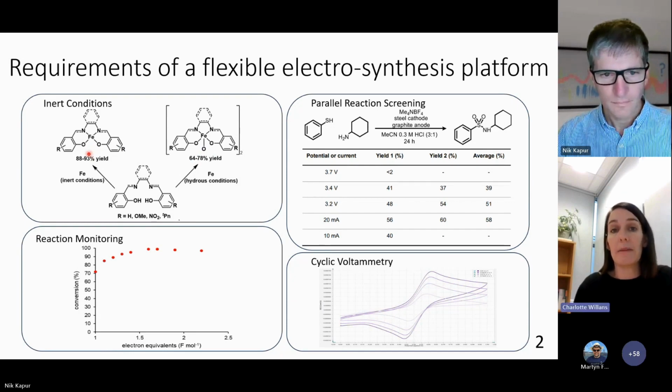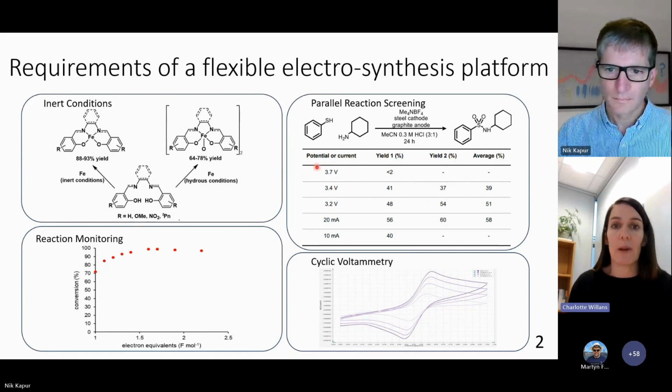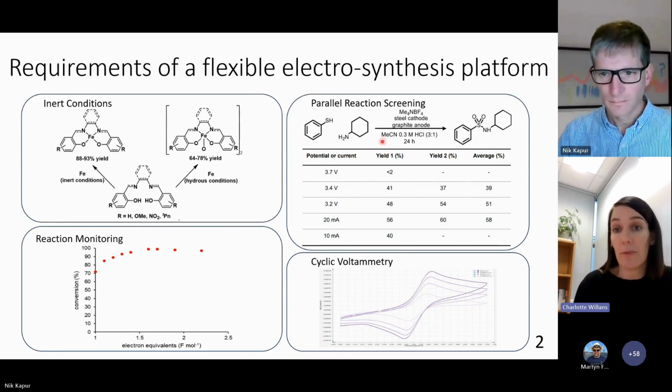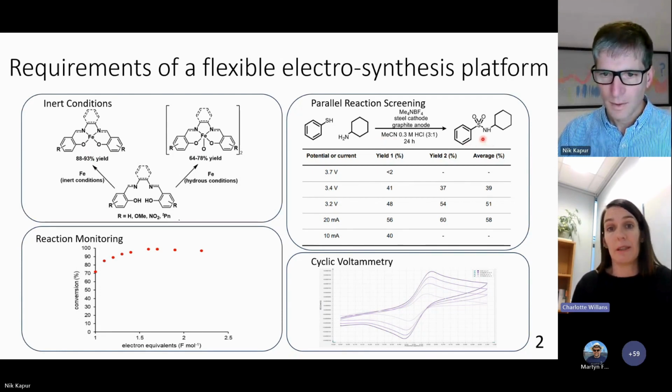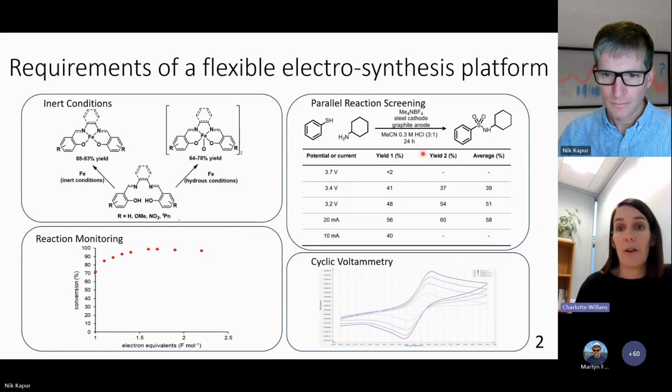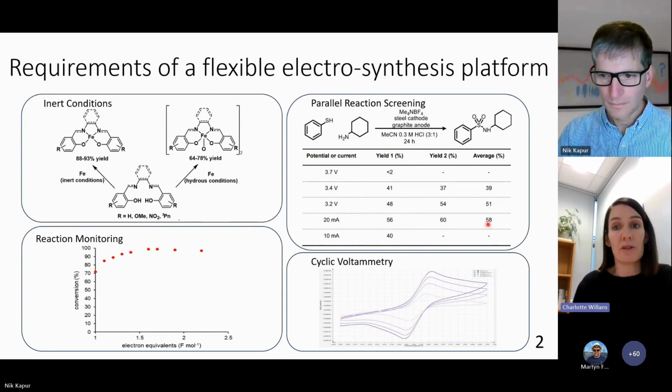It's also ideal to be able to do parallel screening of reactions. As an example, on the right-hand side, we have an oxidative coupling reaction to form these sulfonamides, which we took from the literature. Originally, we weren't able to reproduce this, because we were moving from a different reactor system to what was published in the literature. So we very quickly optimized this reaction in our Electro React, or at the time, our bottle reactor. By varying the potential or the current, we can run at constant potential or constant current, and we were able to go from no product at all up to 58% yield.